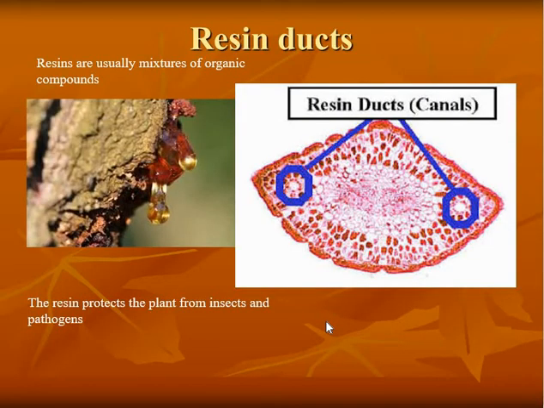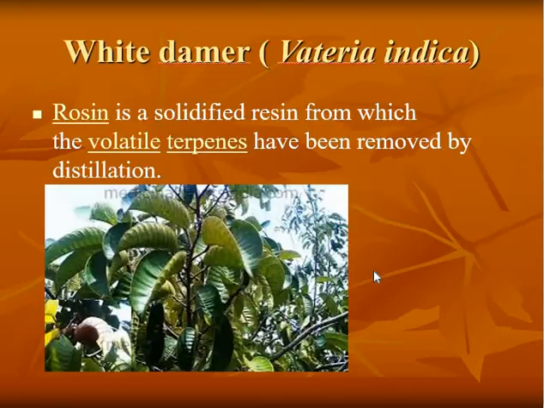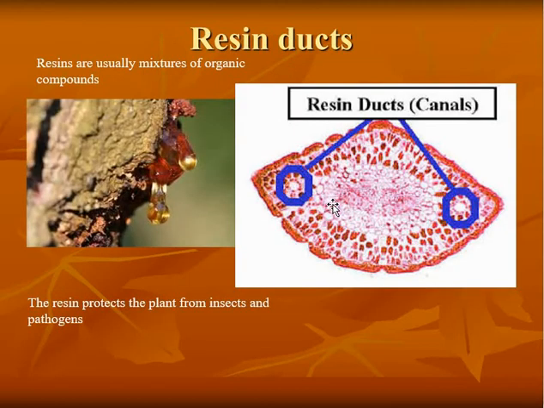Another internal tissue is called a resin duct. I think you are aware of a plant called white dammer, and also the plant called Pinus, or pine trees. If you take these plants, from the bark there are a lot of cavities. And these cavities are meant for the transfer of resin.